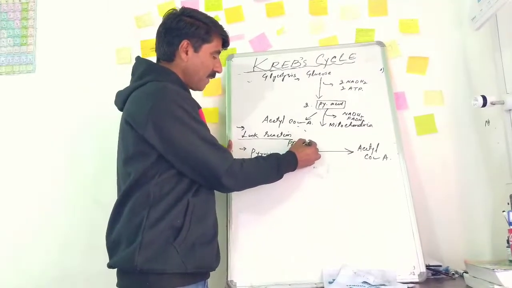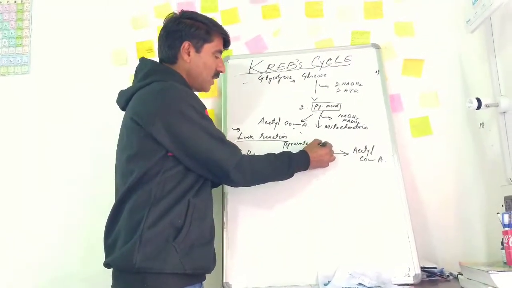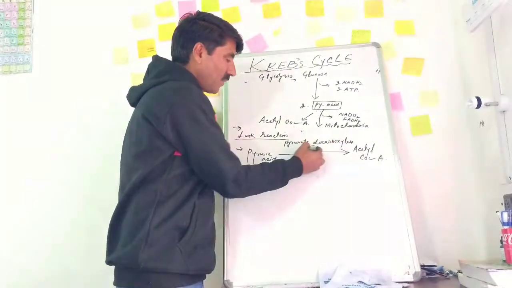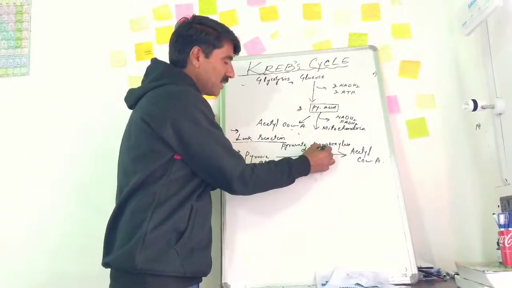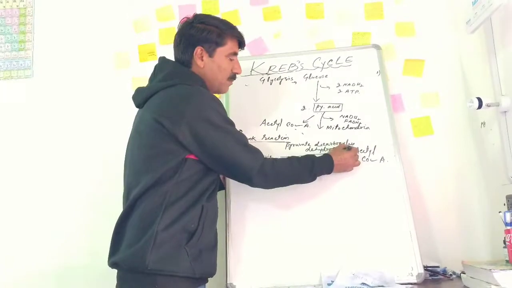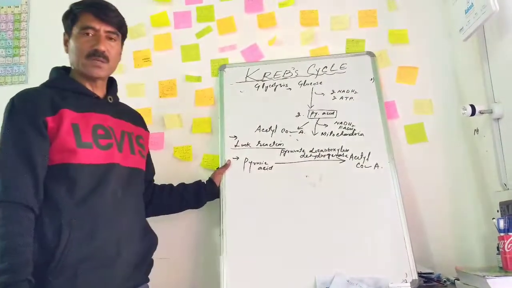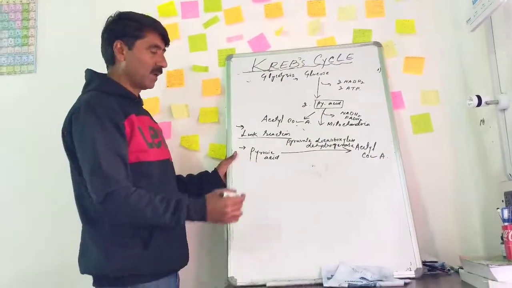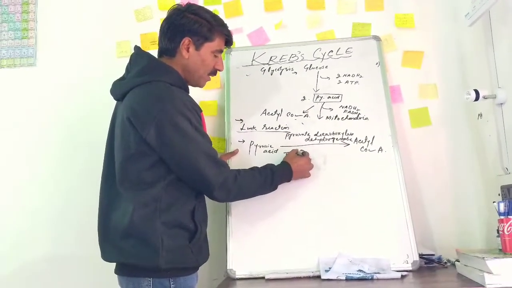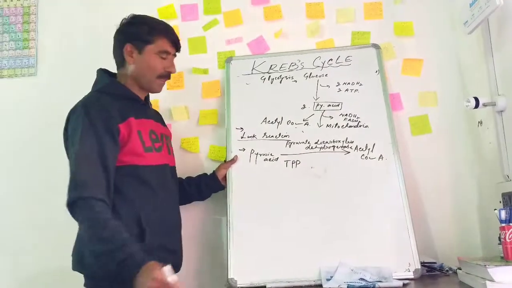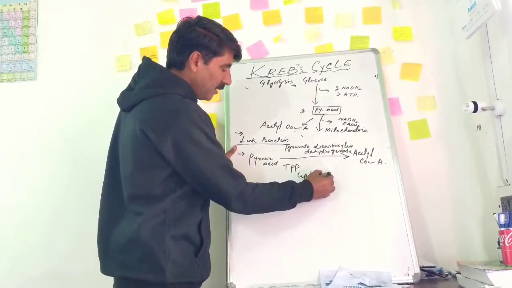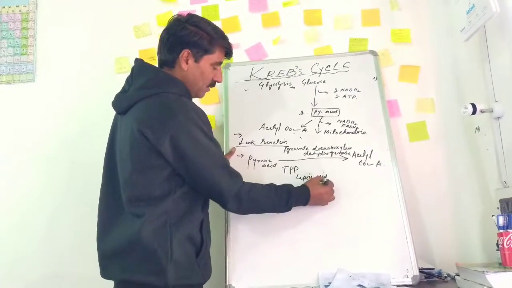pyruvate dehydrogenase. It's an enzyme complex. This enzyme complex needs participation of at least 5 factors, and these 5 factors are thiamine pyrophosphate, written as TPP. It needs lipoic acid. Remember, it is oxidation form.